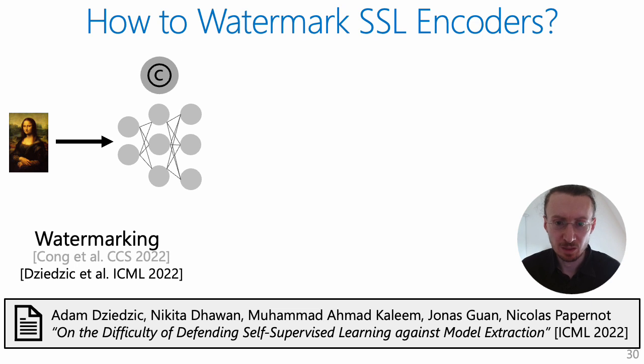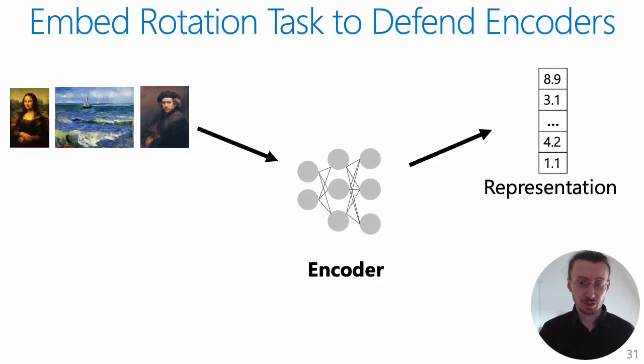Having discussed how to steal encoders, let us now consider defense methods. The watermarking based defenses, for example, embed a unique task into the encoder, which marks the encoder as our property. If we can prove that the stolen encoder also has our unique property, then we can detect a theft. During standard training of encoders, we provide as inputs images and train the encoder to generate high-dimensional representations. So this is the standard way how we train the encoders.